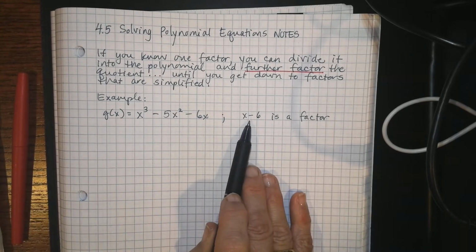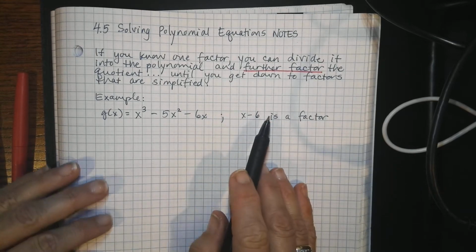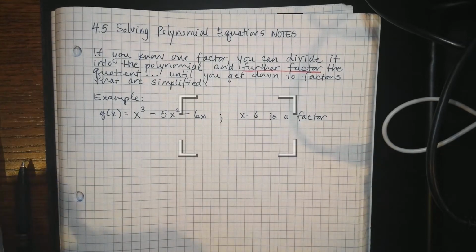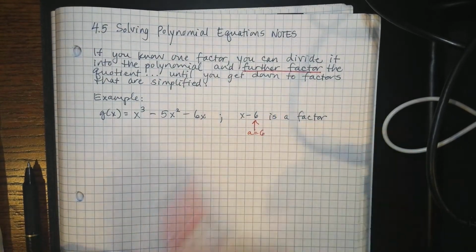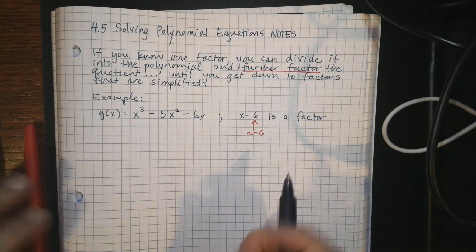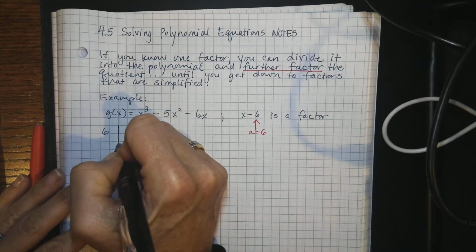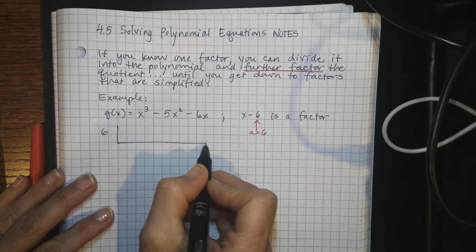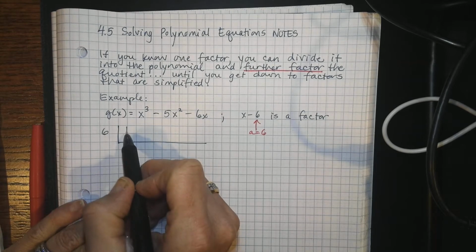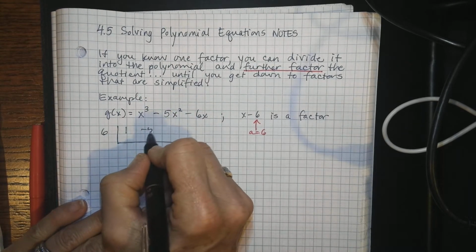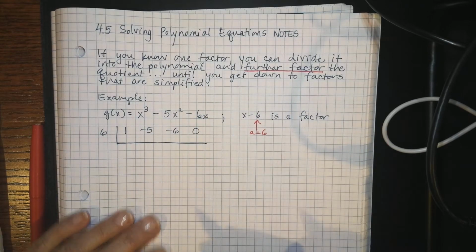The easiest way to do this is using synthetic division because I have a single linear factor. And so remember, this is x minus a. So a here is 6, which means that 6 is going to go outside my little box. I'm going to do my upside down box here, and I need to account for every power. So this has a coefficient of 1 for x cubed, negative 5 for x squared, negative 6 for x, and then 0 for a constant.